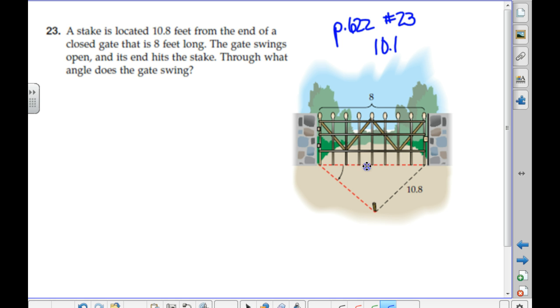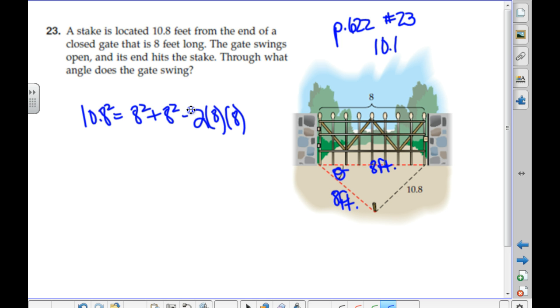The gate is 8 feet long. And when it swings open to here, the gate is still 8 feet long, right? And the distance that it swung open, or traveled, was 10.8. And now we need to find this angle. So it's a law of cosines question backwards, finding the angle. Something like that. Does that seem okay?